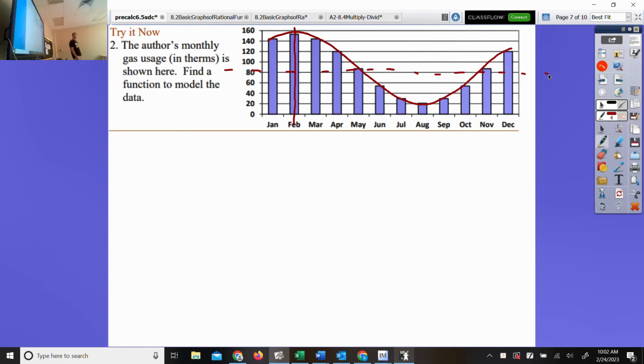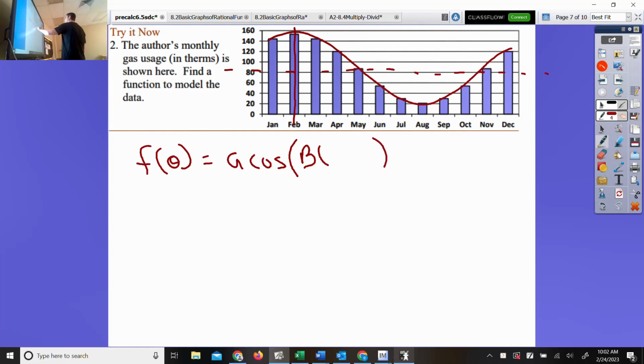Now, if you do the horizontal shift, which function would you be using? Cosine. Cosine starts out. Okay. And because I had to see the horizontal shift to see this, I have to use f of theta is some amplitude cosine of B times theta minus h, plus k. Because there is a horizontal shift. And I would make January 0 and February 1. That's what I would do.